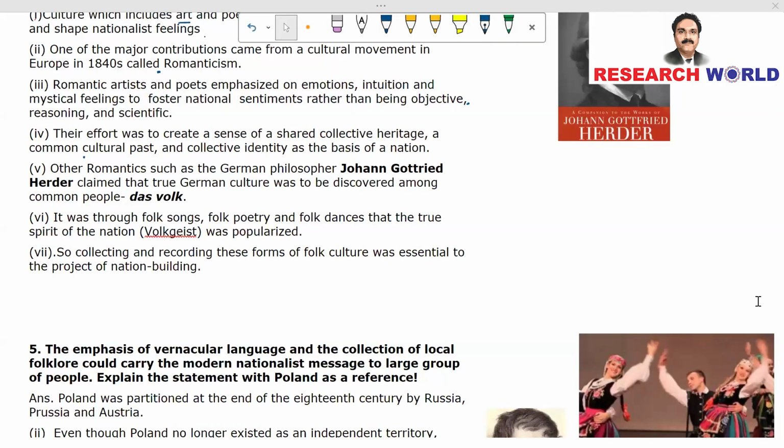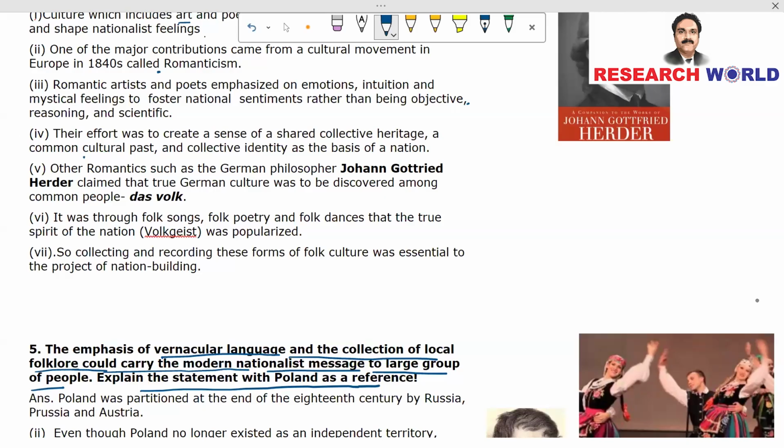Now, moving on to the fifth question, dear students. The fifth question is: the emphasis of vernacular language and the collection of local folklore could carry the modern nationalist message to large group of people. Explain the statement with Poland as a reference. Okay. So the emphasis of vernacular language and the collection of local folklore.